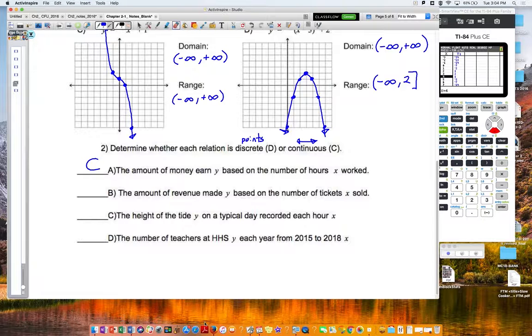Part B, the amount of revenue made based on the number of tickets sold. Here, X, you can't sell like a half a ticket, a third of a ticket, a quarter of a ticket. So when you're graphing this, you'd be getting a value at 1 and at 2 and at 3, but you won't have anything in between. So that is discrete.